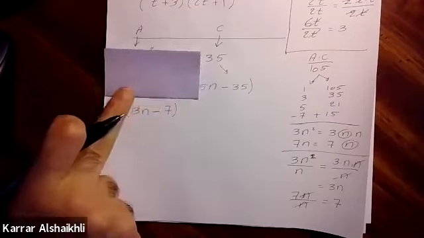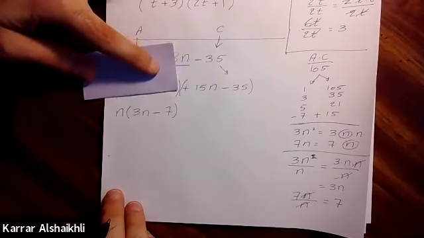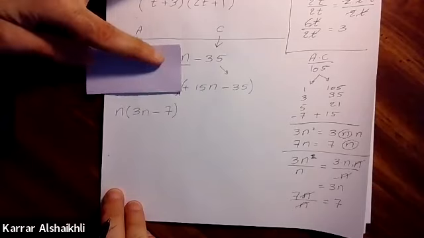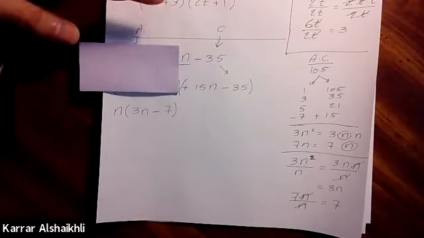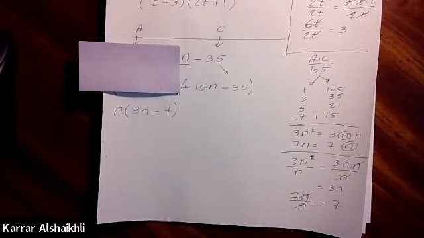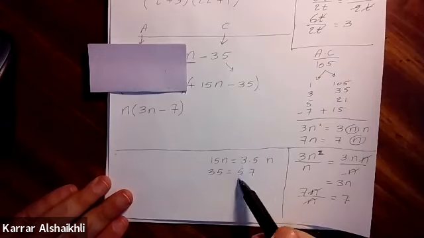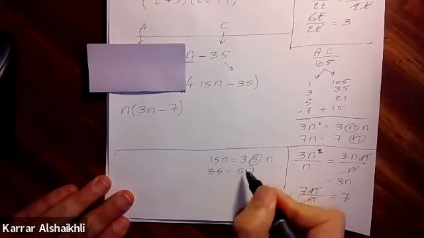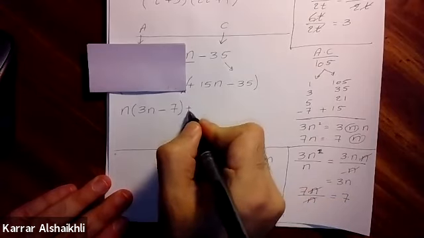Let's hide the first parentheses and work on the second one. Now tell me, what's the common between 15n and 35? Is there a common between the numbers? Yes, the 5. That means the common is 5, so I'm going to say plus 5.